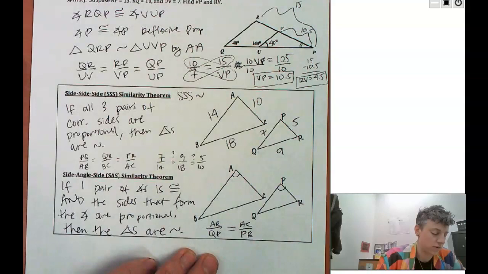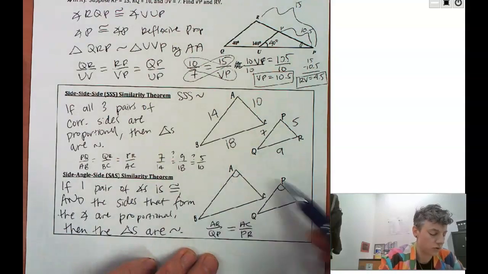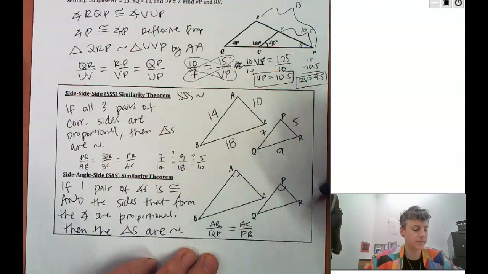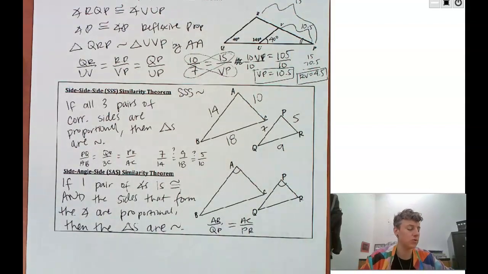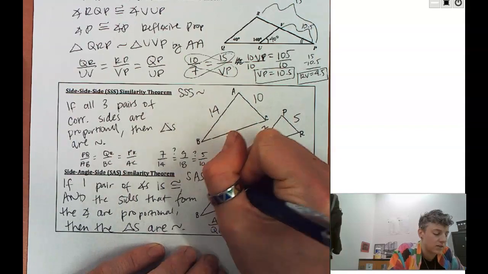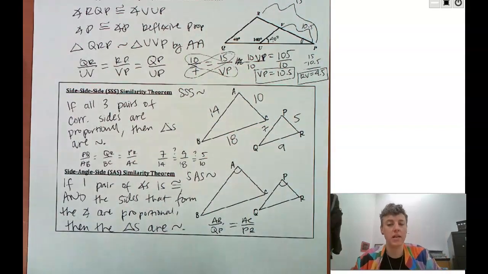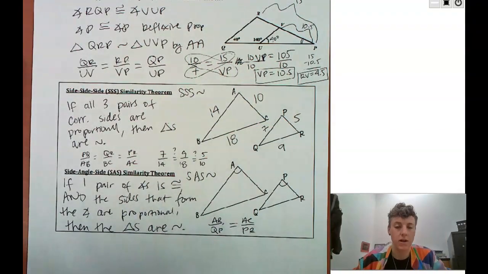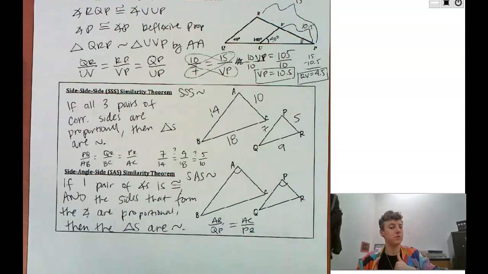So if you know these sides are proportional and the angle between them is congruent, then you can use the side angle side similarity theorem to say that those triangles are similar.